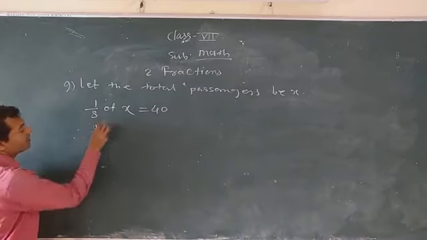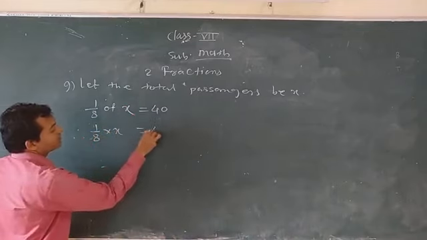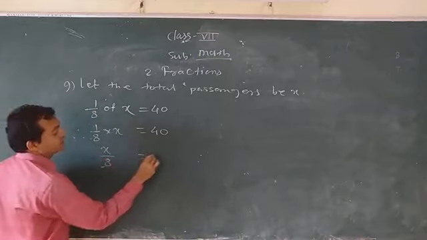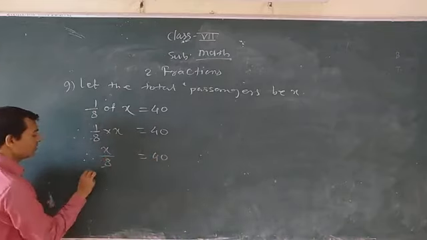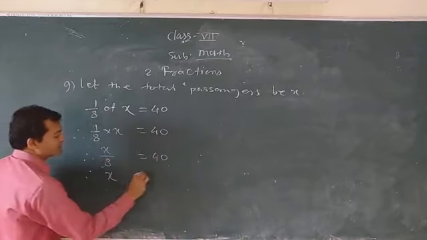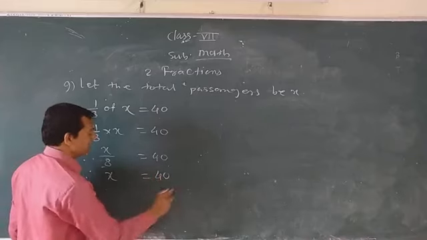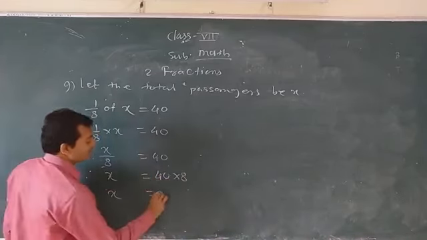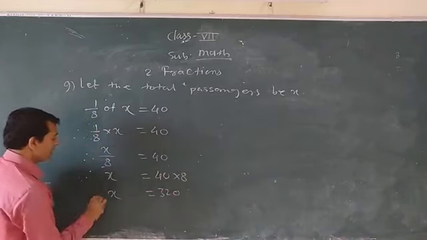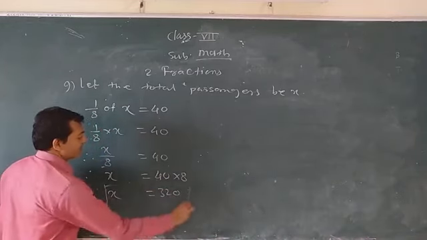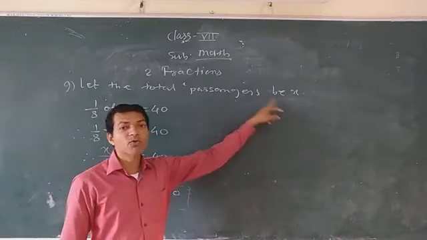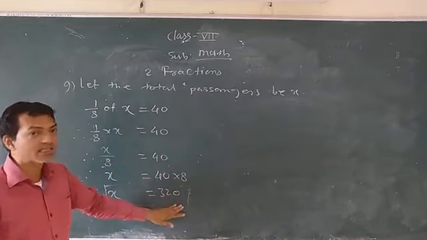Then 1/8 of X is equal to 40. X divided by 8 is equal to 40. Okay, now you know how to solve this equation. So X will be equal to 40, and 8 moves to the other side in multiplication form. So X will be equal to 320. X means what? X means total passengers. So total passengers are 320.